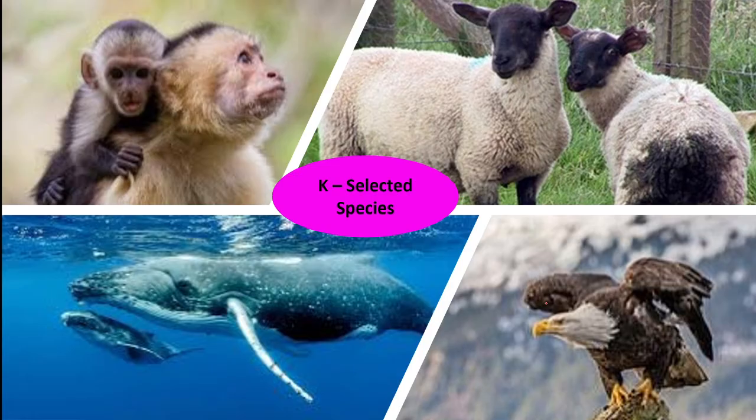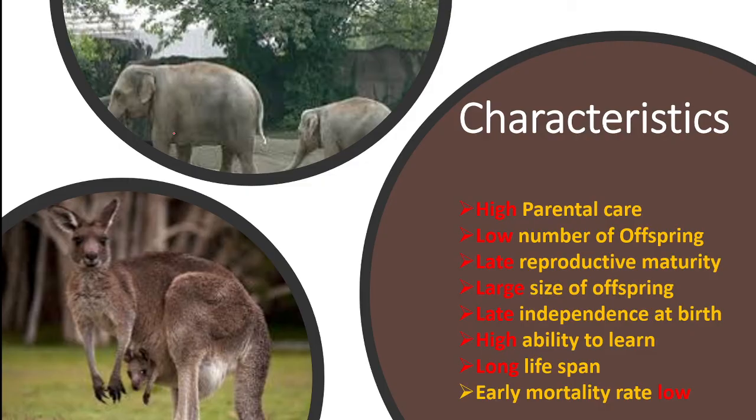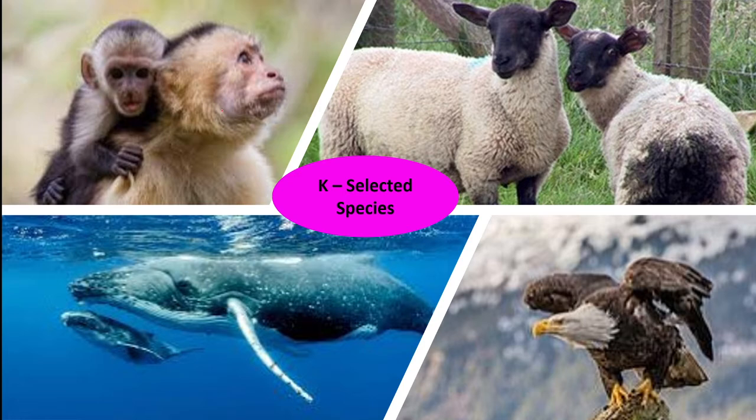Here a few more examples are shown, say of K-selected species. Here a whale is shown, a bird is shown, here a goat is shown, sheep it is, and then here you can see the primate, that is monkey, shown over here. Then elephant is also an example, or kangaroo is also an example of K-selected species.